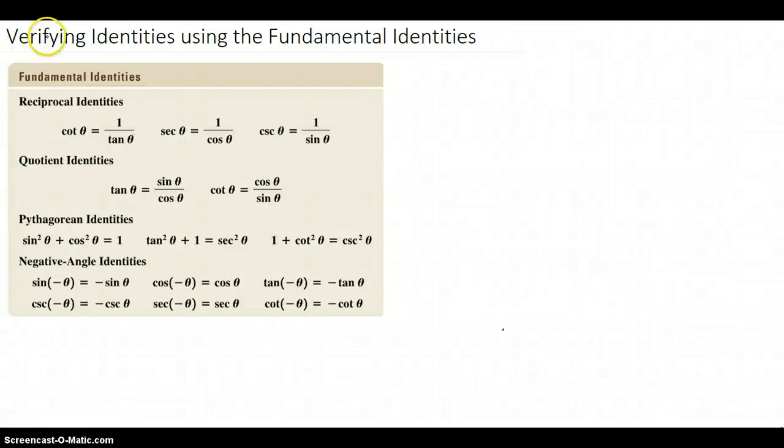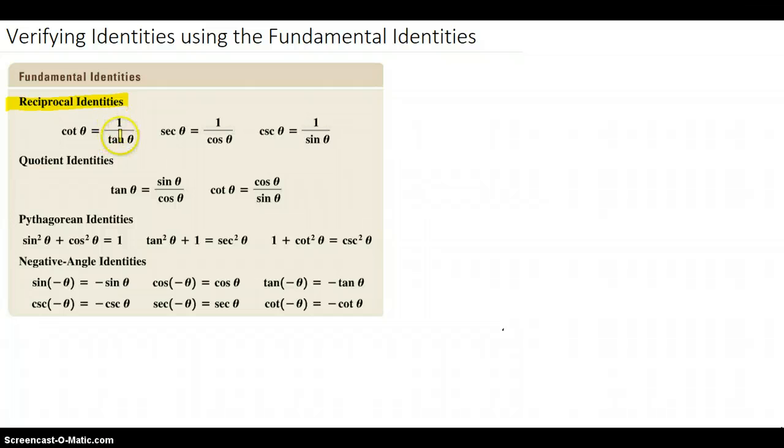Hello, in this video we're going to learn to verify identities using the fundamental identities. What are the fundamental identities? Well, I've listed them here. The first one we've done since Chapter 1, the reciprocal identities. I won't show you how to get those because we've seen how to do those in Chapter 1.